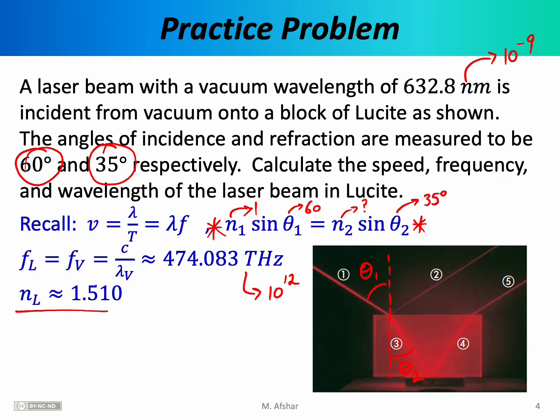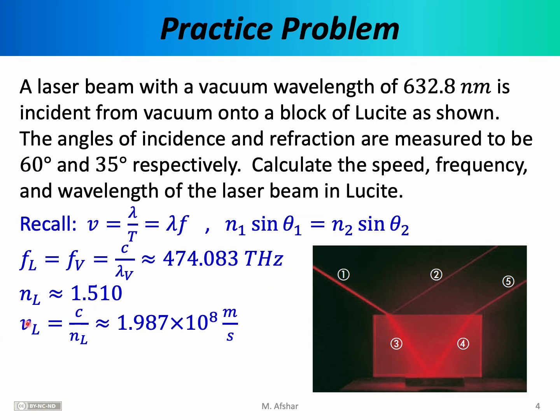Now that we have the index of refraction for lucite, we can easily calculate the speed of electromagnetic waves in lucite. The speed in lucite is going to equal c divided by n in lucite. Recall that n is defined as c over v, so rearranging that equation, we obtain this equation. We now know what n in lucite is. Plugging in those numbers, we find that the laser beam, or the electromagnetic waves in lucite, travel with a speed of 1.987 times 10 to the 8th meters per second.